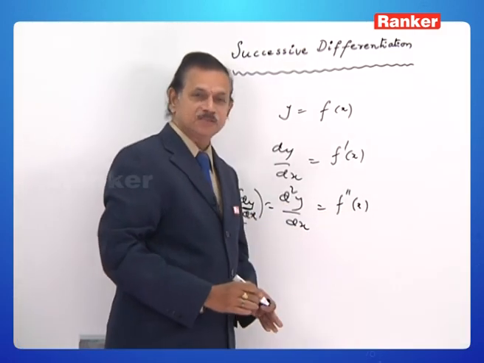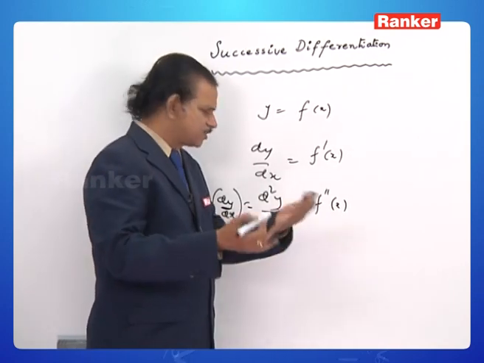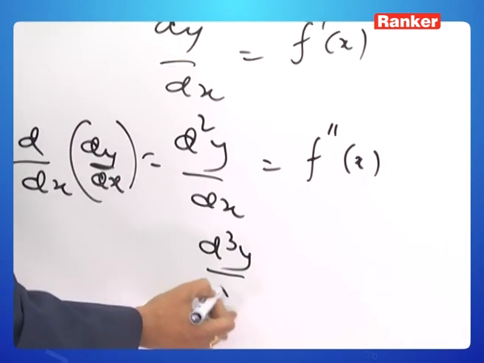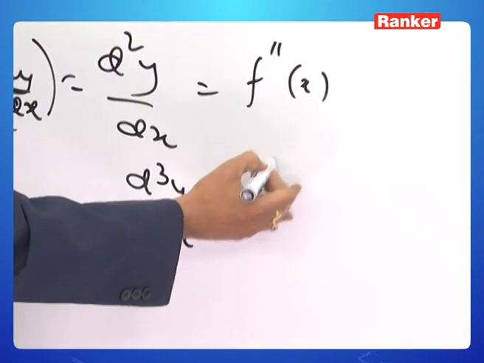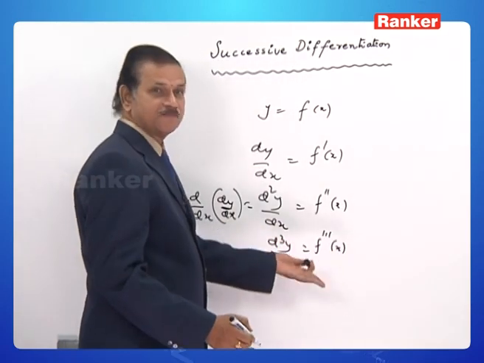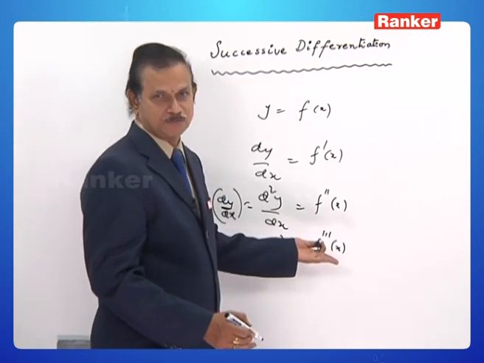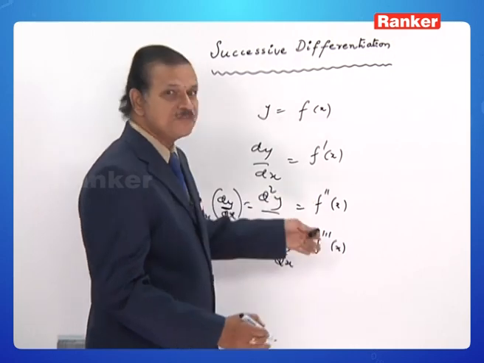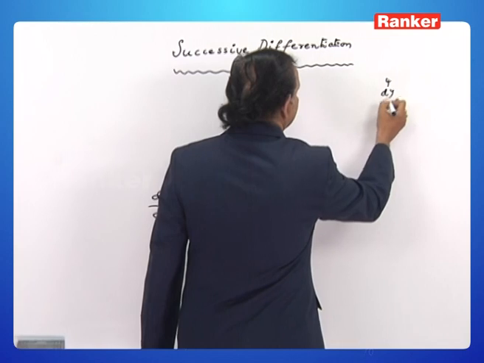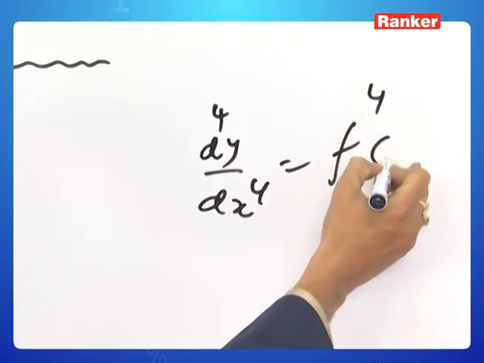Even this is a function of x. If it is differentiable, its derivative again can be found as d cube y by dx cube is equal to f triple dash x. Even this is a function of x, it can be differentiable. If it is differentiable, then its derivative again d power 4 y by dx power 4 is equal to f power 4 of x.